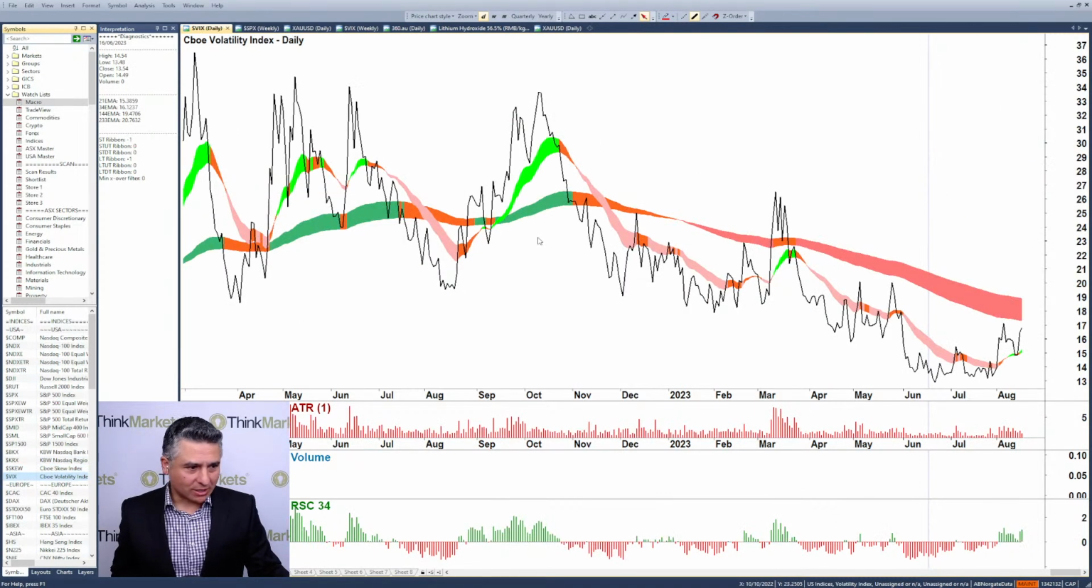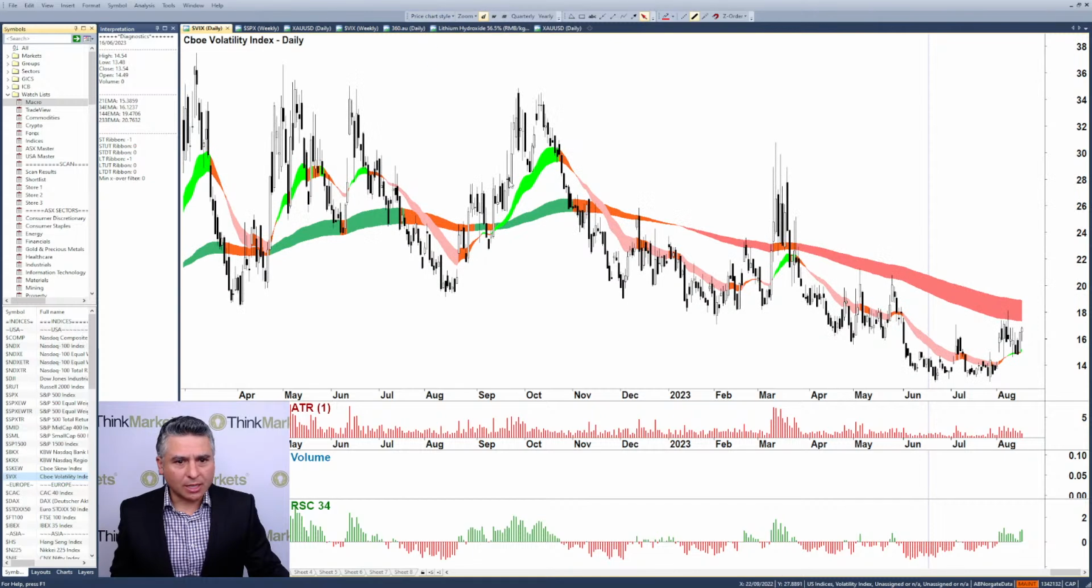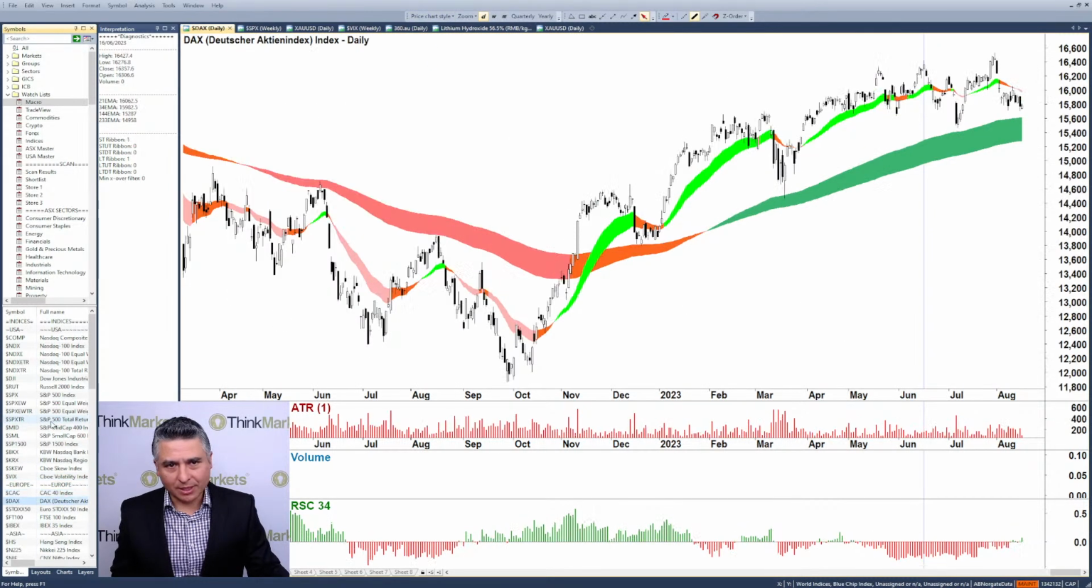The VIX is rising. They are your closer to the money options. They're just demonstrating that volatility is in the near term increasing. That is quite clear. Let us quickly then just look at some of the other jurisdictions.